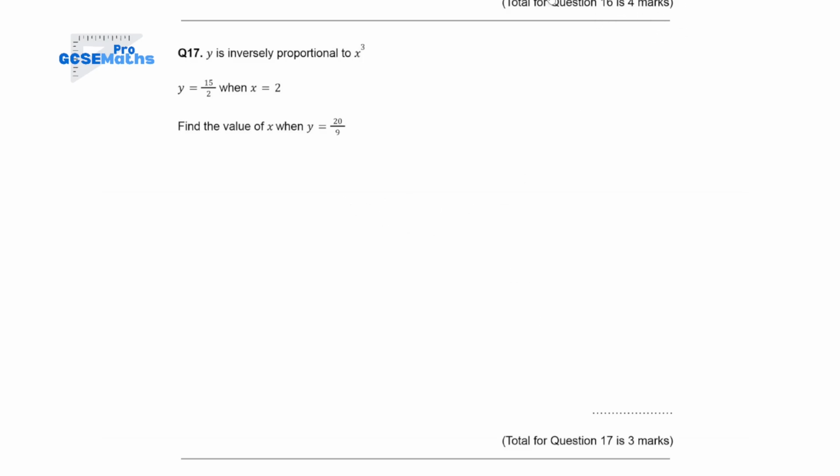Now, that was actually 4 marks on the next page. They gave you a bit of extra space. So question 17, y is inversely proportional to x cubed. We've been given our matching pair of y and x values, and then we've been asked a question.